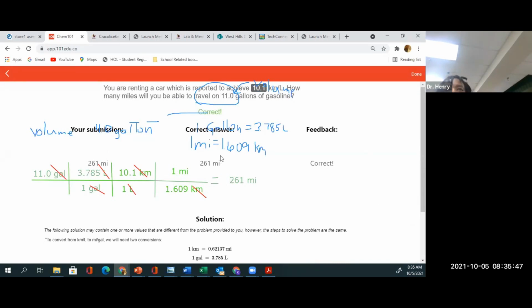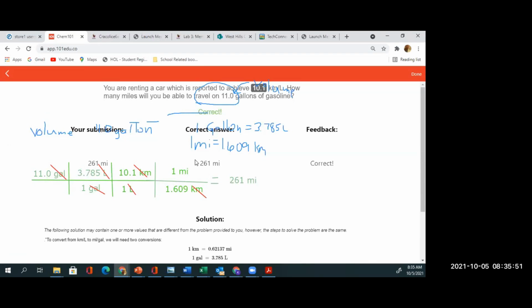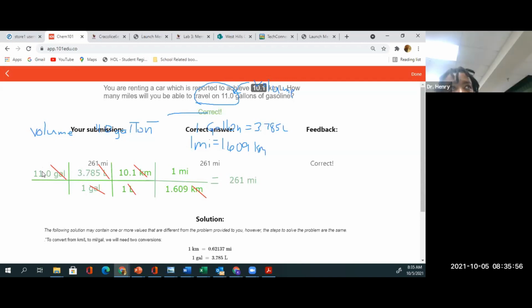Okay, 261 miles. How do you get that answer? Like, what do you multiply? The top part is multiplied. So we multiply 11 times 3.785 times 10.1, and then we divide it by the numbers on the bottom. So then we only have 1 and 1, and then we have 1.609. 1 and 1 multiplied by anything is going to be itself. So then I just divide this by 1.609. And so then that's going to give me my 261.